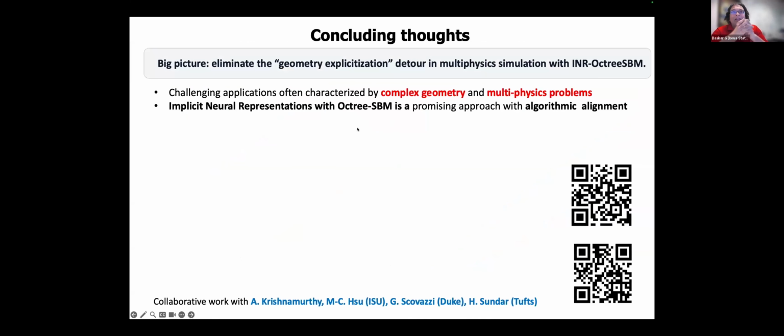So finally, my concluding slide here. The big picture takeaway is that we were able to eliminate the geometry explicitization. That's the detour that is often used in multiphysics simulations when we are given an implicit representation. Usually we convert the implicit representation to an STL file, immerse the STL file, and solve it. Now we show that this implicit neural representation with this octree SBM is algorithmically aligned.